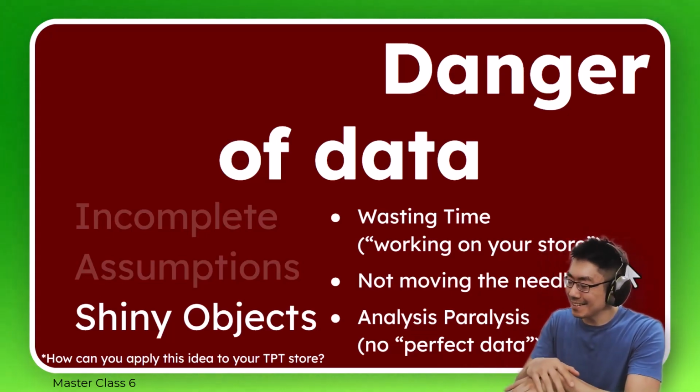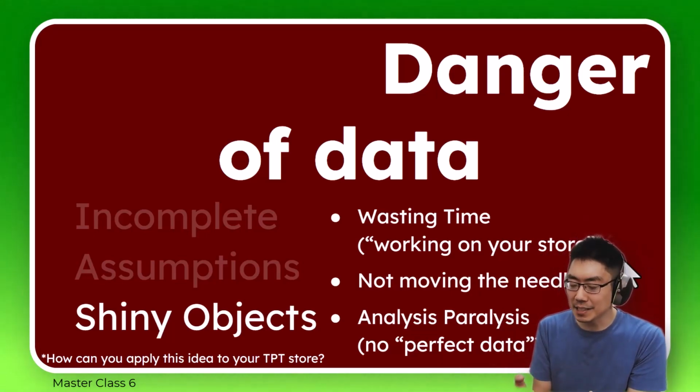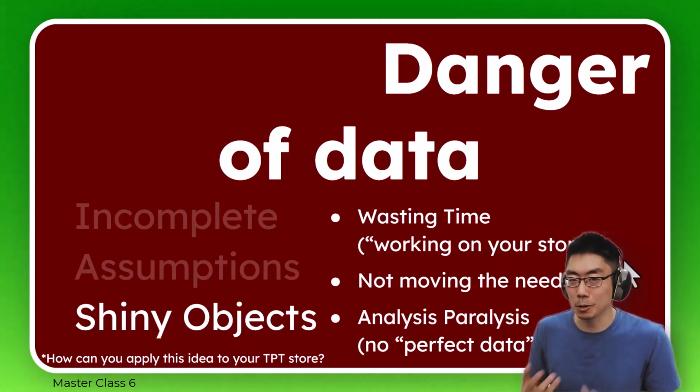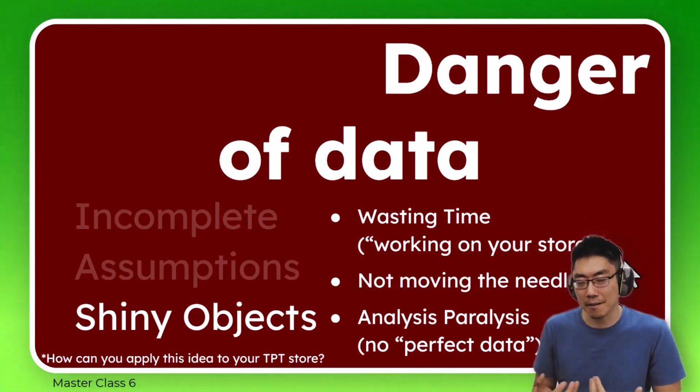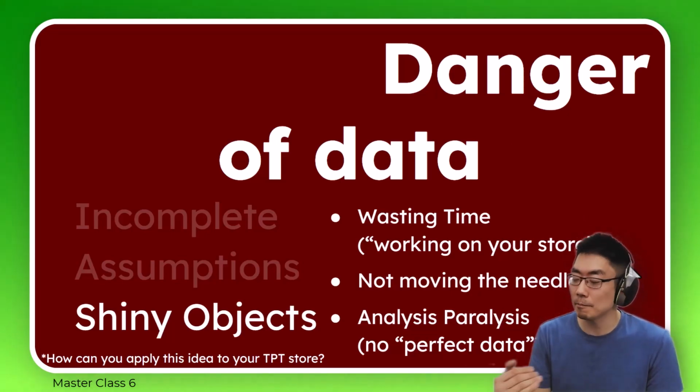So looking at that data too much is a shiny object distraction, and it has a cost. It has a social emotional cost. You have to have resilience to deal with it when your numbers go down, even though it might be random fluctuation noise.